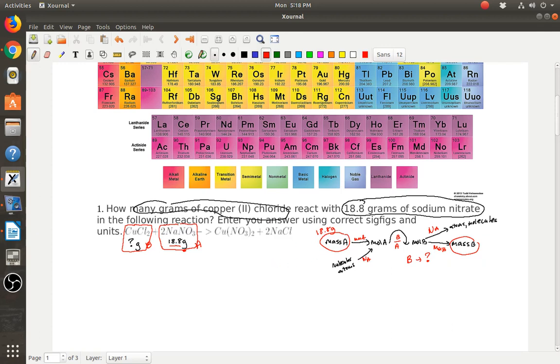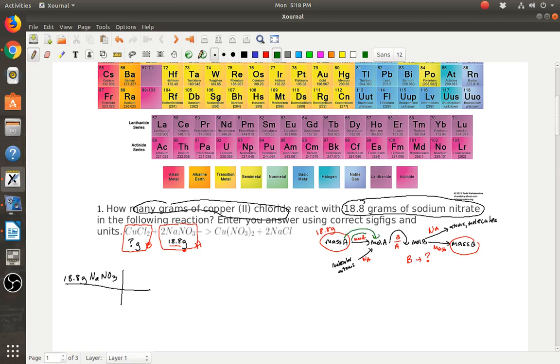So we're going to always start with the number given in the problem. So we're given 18.8 grams of sodium nitrate. Okay, never start with a conversion factor. And so, okay, that's where I am. In order to get to the new molecule, I have to turn it into moles. I have to go through each one of these steps. So here's my first step.